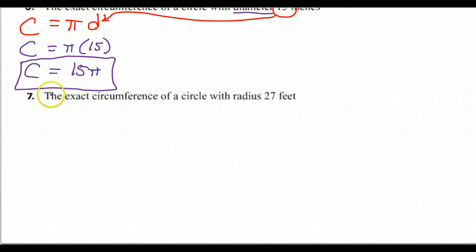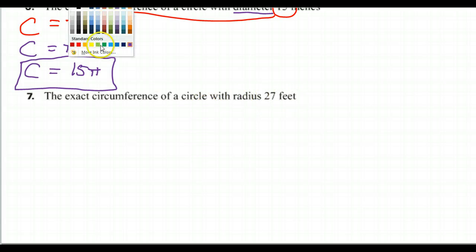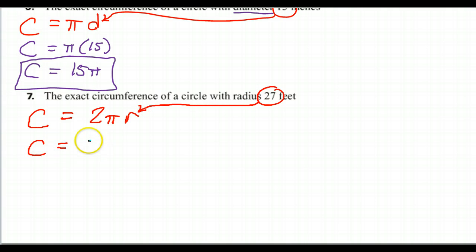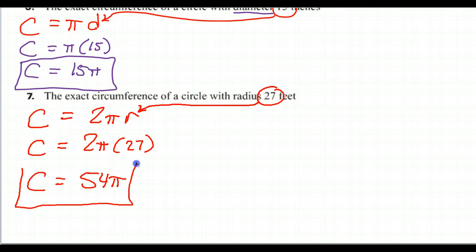All right, number 7, the exact circumference of a circle with radius 27. So this time they're mentioning radius. So let's go back to this version of circumference: 2 pi times the radius. The radius is 27 feet, which means we can take this 27 and put it in for the radius. So that becomes circumference is 2 pi times 27. So that comes out to be 54 pi. Okay, again, it says exact, so no decimals. Just 2 times 27 is 54.